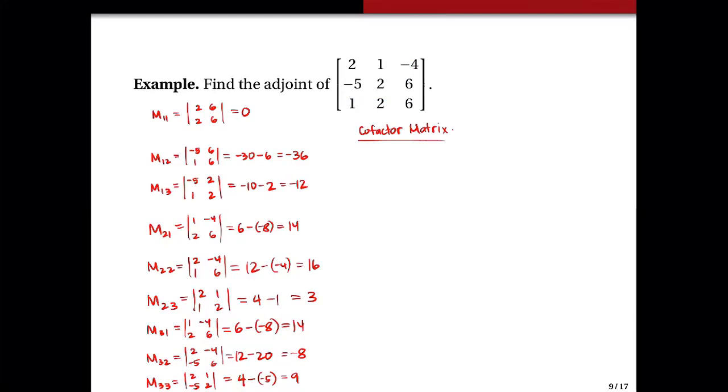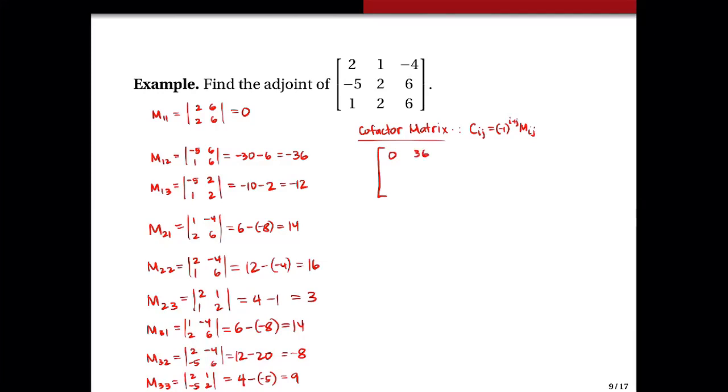So for C11, we need the following: Cij is equal to -1 raised to i plus j times Mij. For C11, you have 0. For C12, you have the negative of -36. 1, 2, that's 1 plus 2, that's 3. So -1 raised to 3 is negative, and then this is your M12. So this is positive 36.